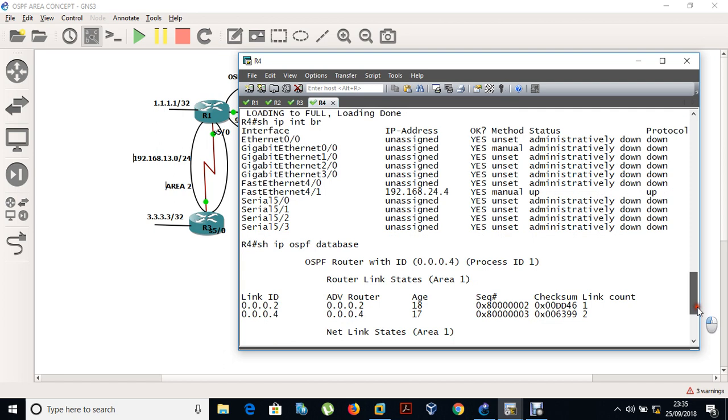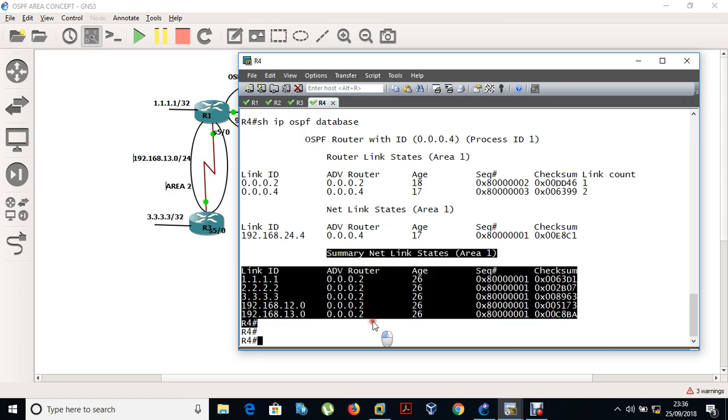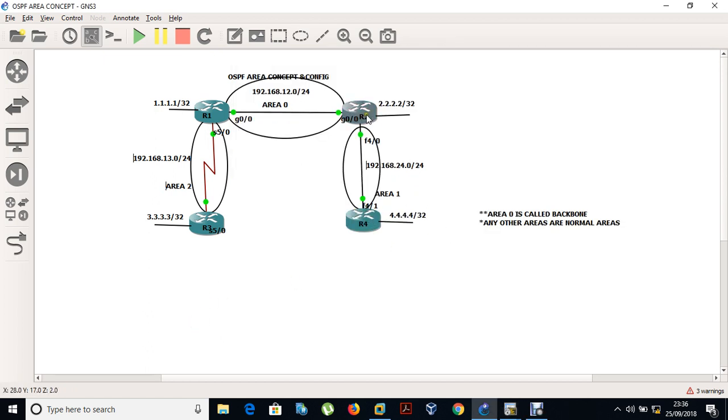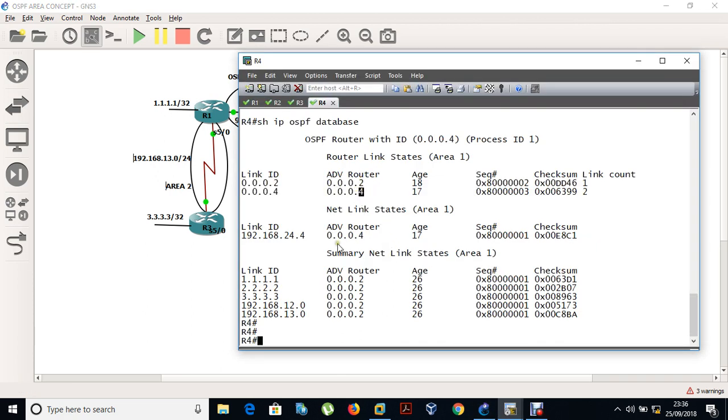So now R1 says we are in area 1. It doesn't say area 0 because area 0, this network, is the one that advertises this information. It says R2 and R4 exist in this interface, in this area 1, and it's true because R4 and R2 exist on this interface. And the DR is R4, the advertising router. It is advertising its own connected network. And here you can see the link that R2 is advertising is 1. The link R4 is advertising is 2.